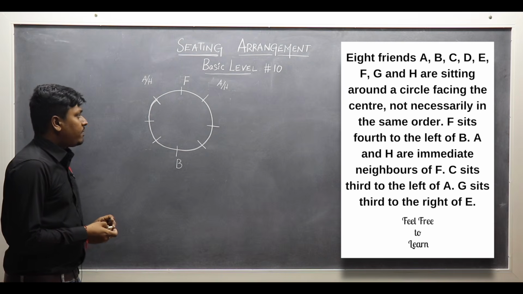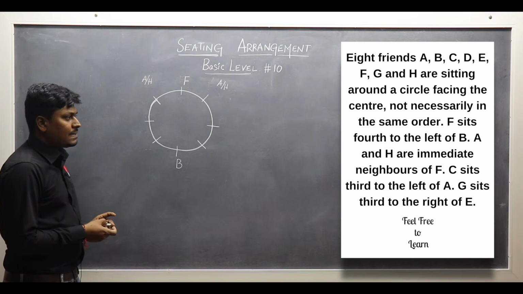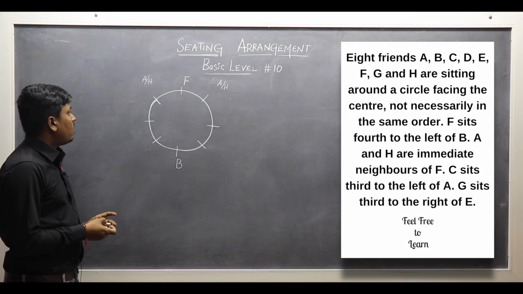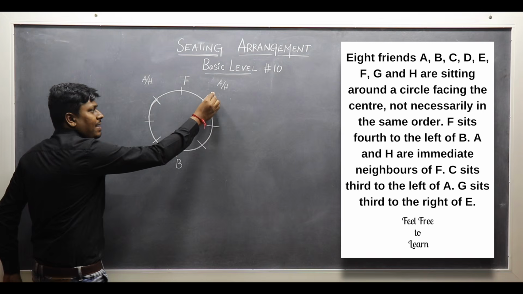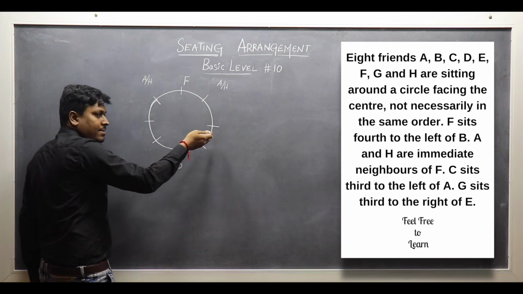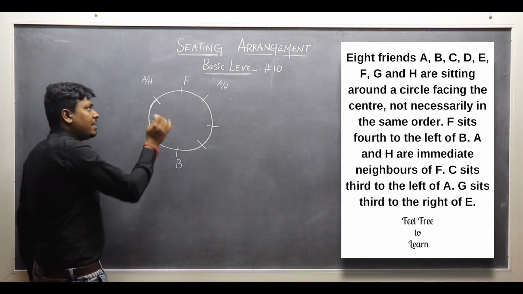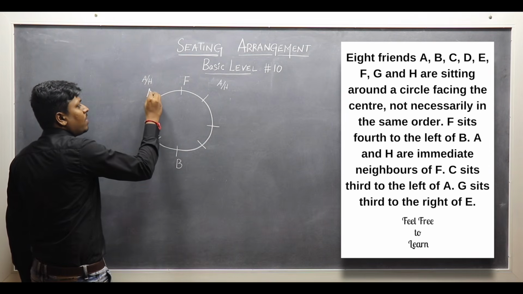C sits third to left of A. So A left hand side at a third place is C. Okay. So A left hand side third place C. Just see, if I fix A here, for example, A left hand side will be this side. So 1, 2, 3, whether I can fix C? No, it is not possible. Definitely I should fix A here, no other way.